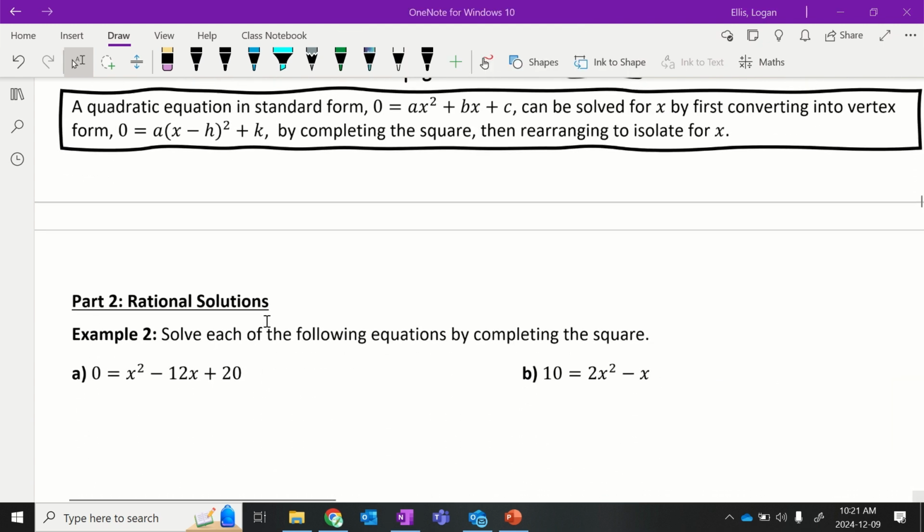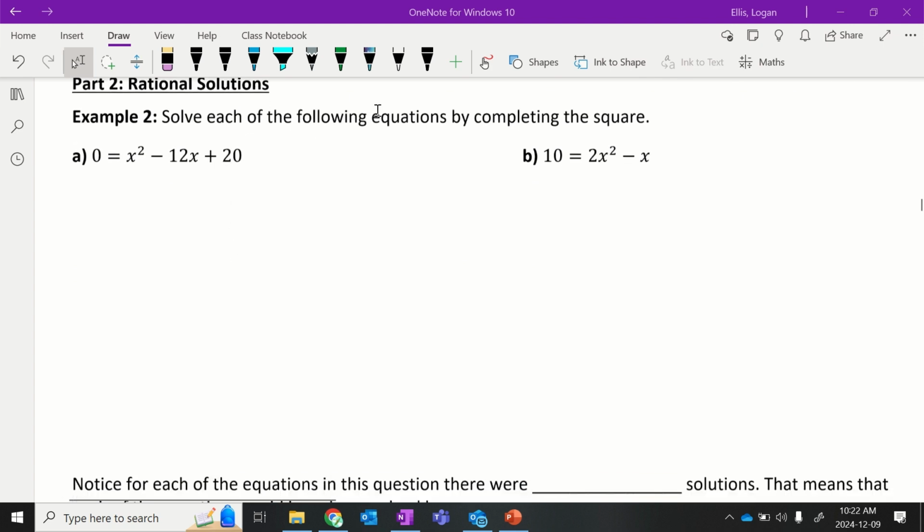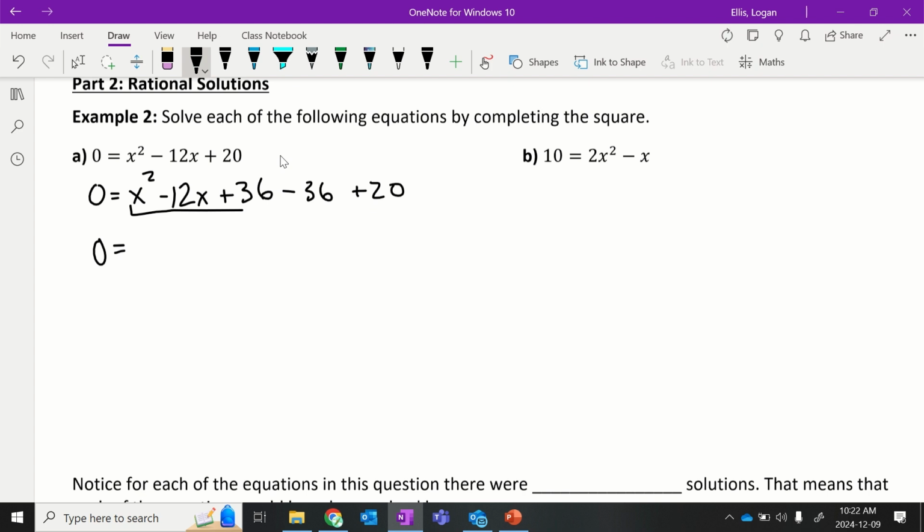All right, so let's try that a couple more times. When you're doing something like this, let's just do the first one here. Completing the square. Rational solutions mean ones that are fractions. These are nice numbers, so it's kind of like the one we just did. Again, cut 12 in half, that's negative 6, and square it. That will be 36, so minus 12x plus 36 minus 36 plus 20. This part can be factored to x minus 6 squared, and then this becomes minus 16.